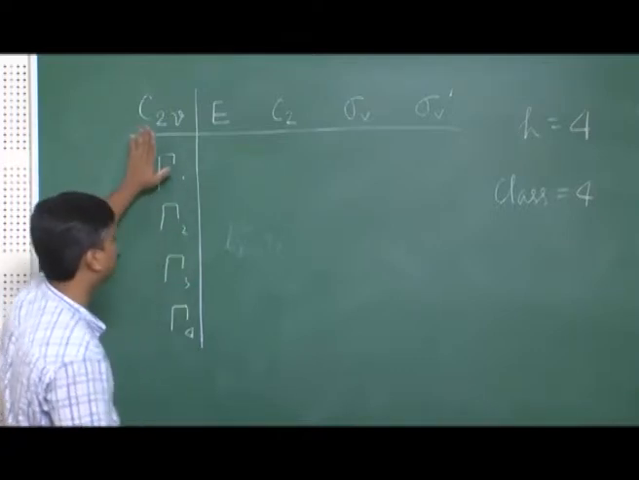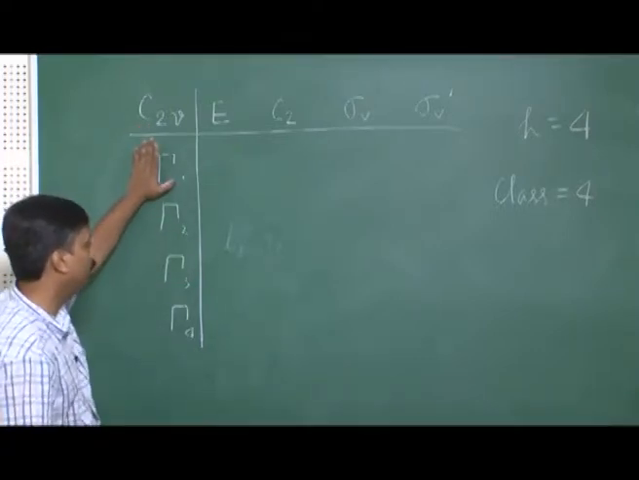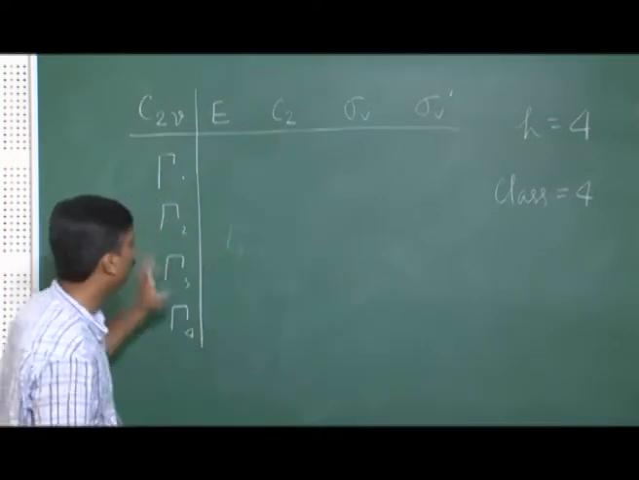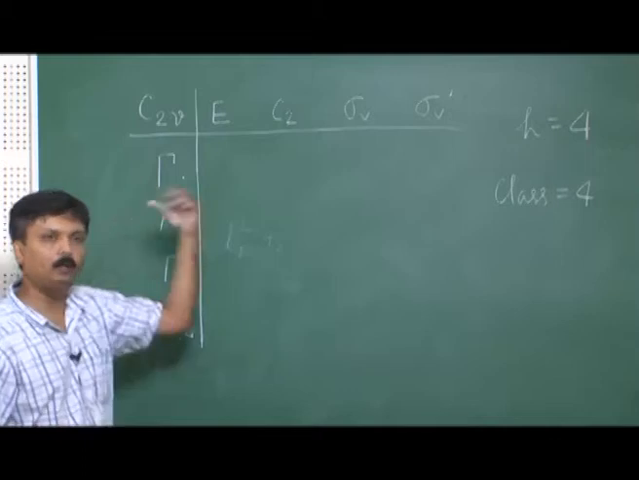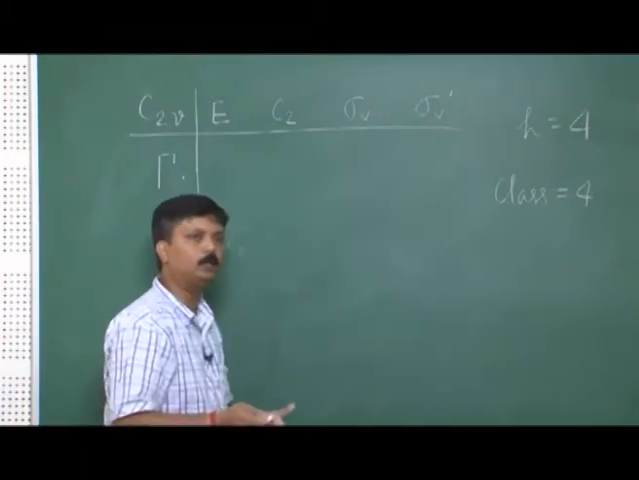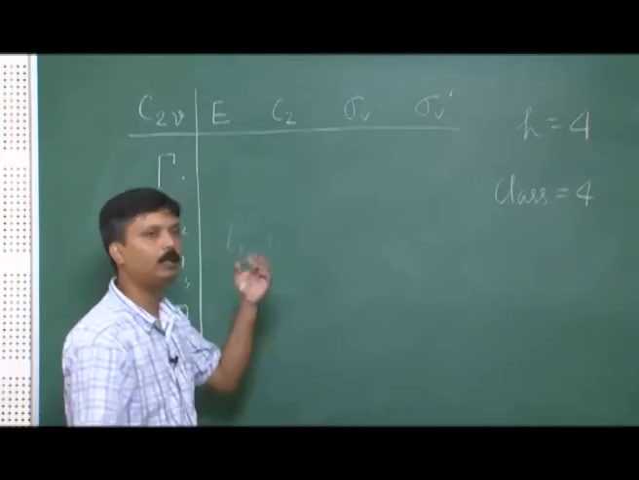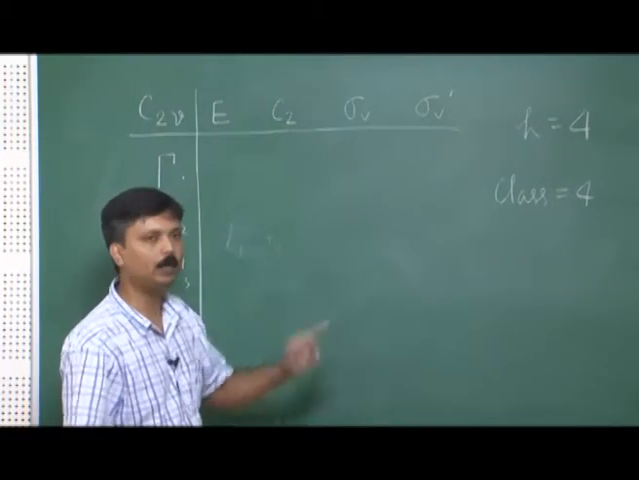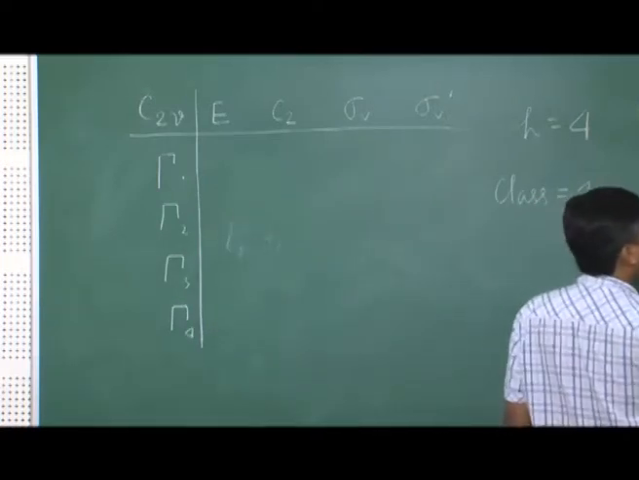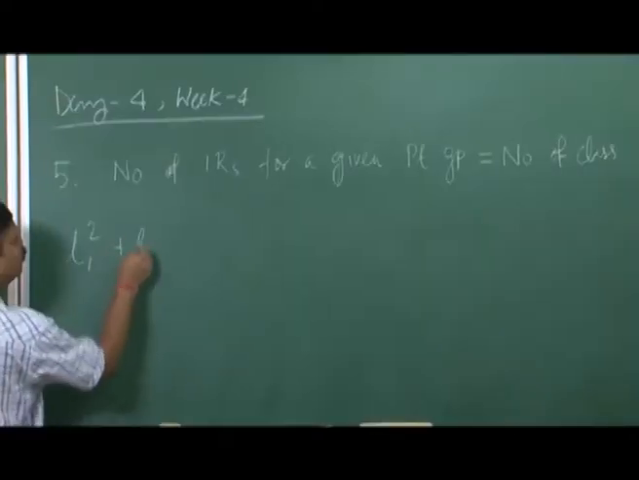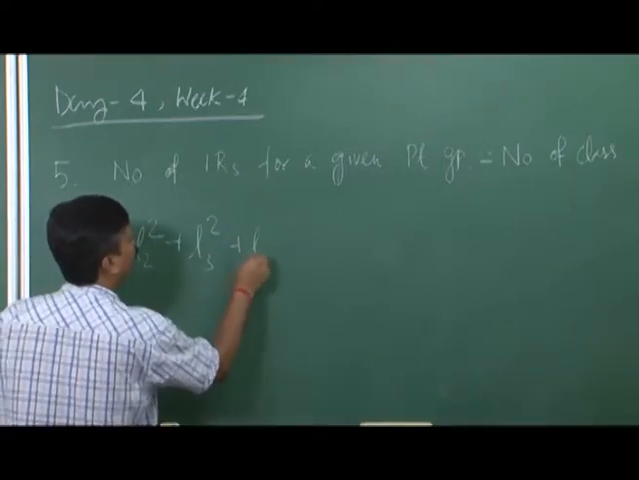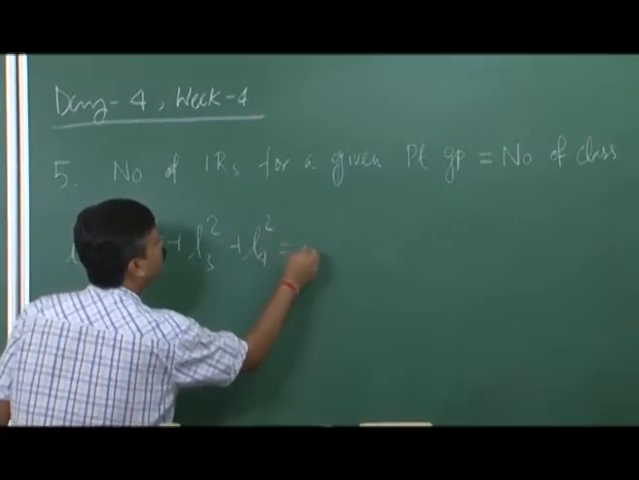Now, I know that there are 4 irreducible representations because there are 4 classes. So, now come back to rule 1, which says that sum over Li square equals H. So, sum over Li square equals 4 in our case. Precisely, I can say that L1 square plus L2 square plus L3 square plus L4 square equals 4.